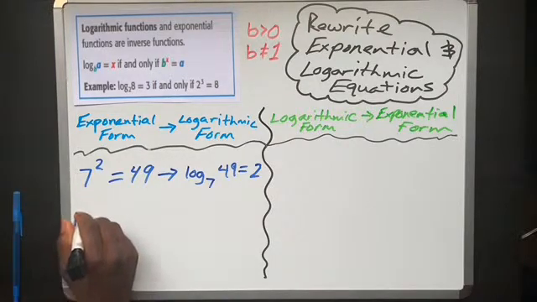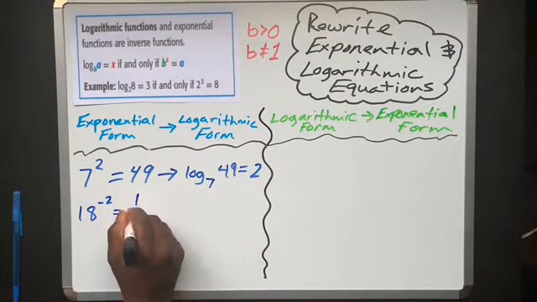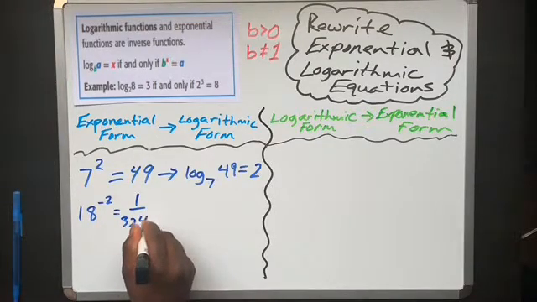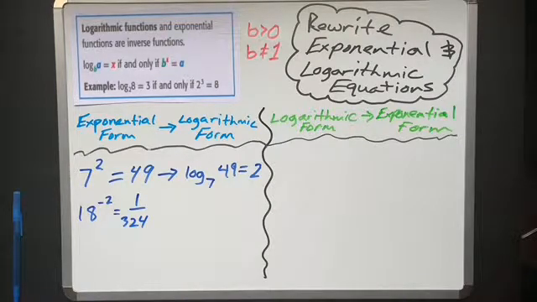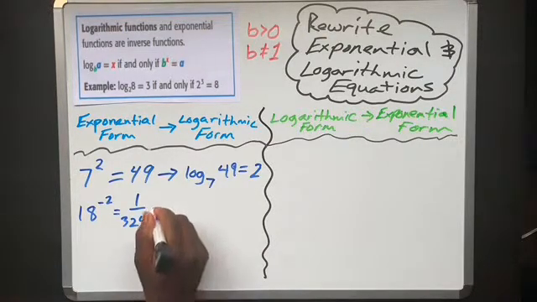Let's do another one. What if we have 18 raised to the negative 2, and we say that is equal to 1 over 324. Okay, now keep this in mind. This is a review of writing powers where you have a negative exponent. If I were to simplify that, that would be 1 over 18 to the positive 2, or 1 over 18 squared. And then 1 over 18 squared would give me 1 over 324. So that's where that's coming from. That's a review of simplifying exponential expressions with a negative exponent.